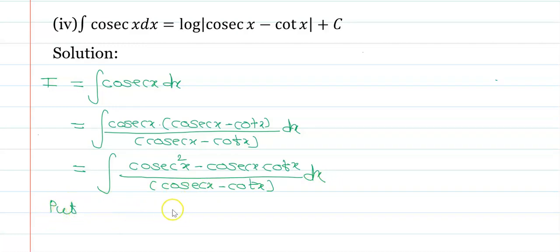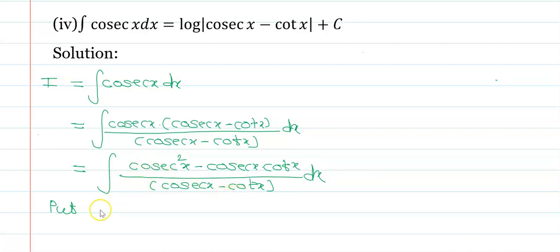Here the function is present. Which is the function? Cosec x. Its derivative is minus cosec x into cot x. Cot x is also present. Its derivative is minus cosec square x. Means the derivative of minus cot x is cosec square x.